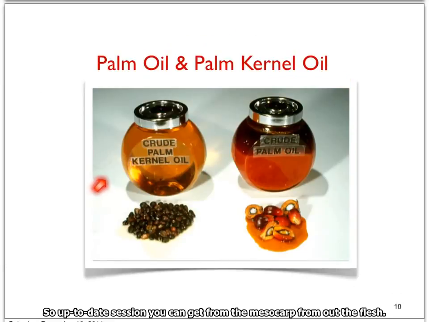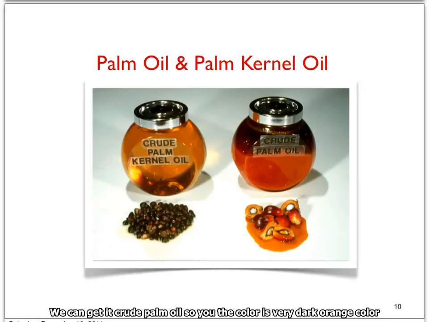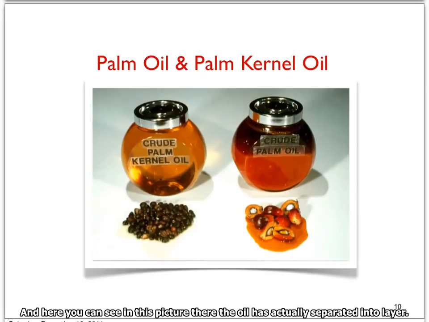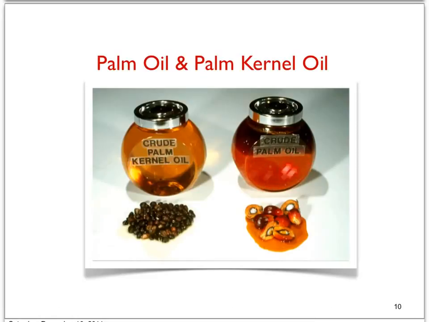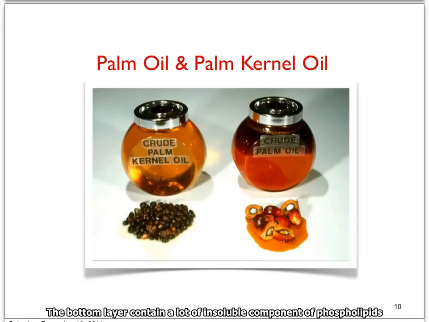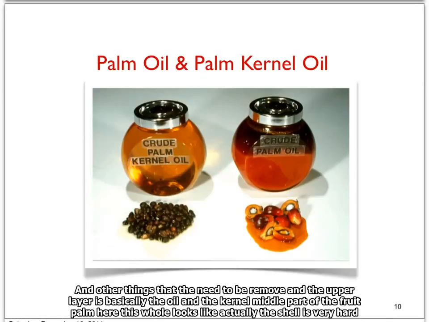So after the extraction, from the mesocarp or the outer flesh, we can get the crude palm oil. The color is very dark orange, and here you can see in this picture the oil has actually separated into two layers. The bottom layer contains a lot of insoluble components, phospholipids and other things that need to be removed, and the upper layer is basically the oil.